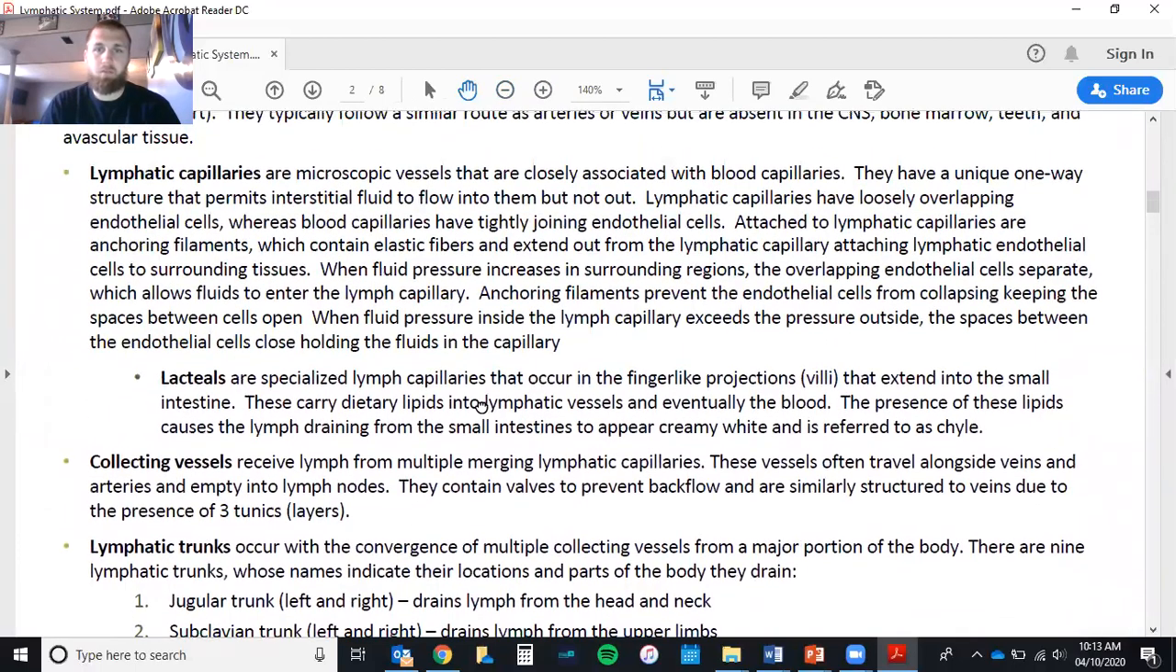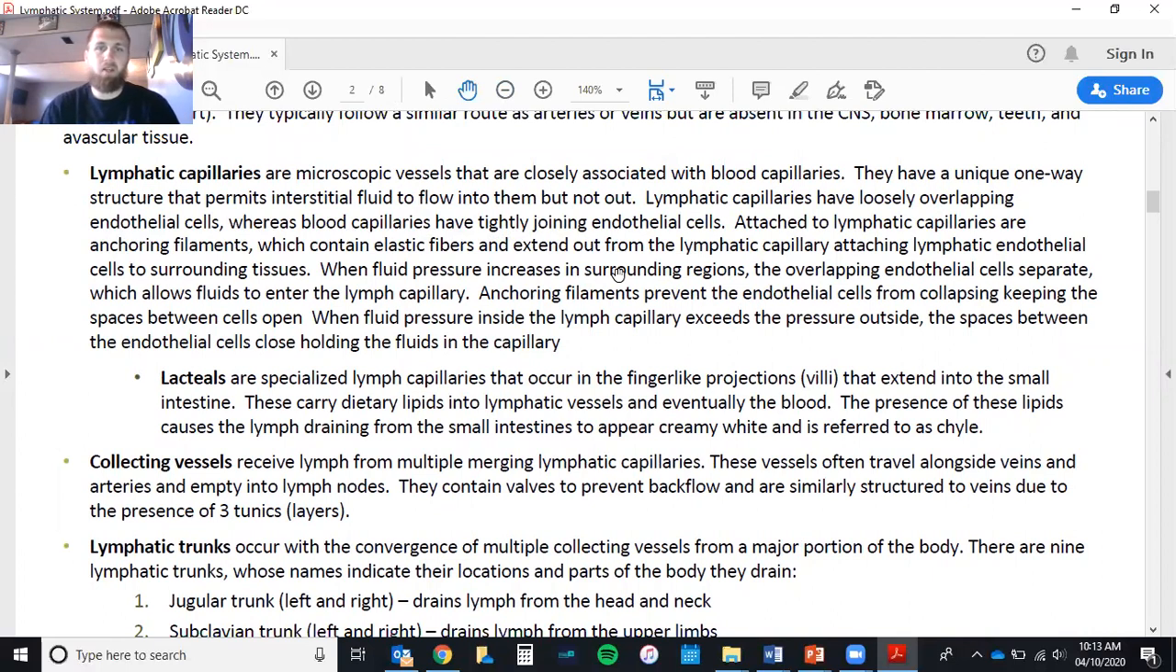Okay, so let me read through. Lymphatic capillaries have loosely overlapping endothelial cells. Blood capillaries have tightly joining endothelial cells. Once again, blood vessel cells, capillary cells, lymphatic capillary cells. Attached to those lymphatic capillaries are anchoring filaments, which contain elastic fibers and extend out from the lymphatic capillary, attaching the lymphatic endothelial cells to surrounding tissue.